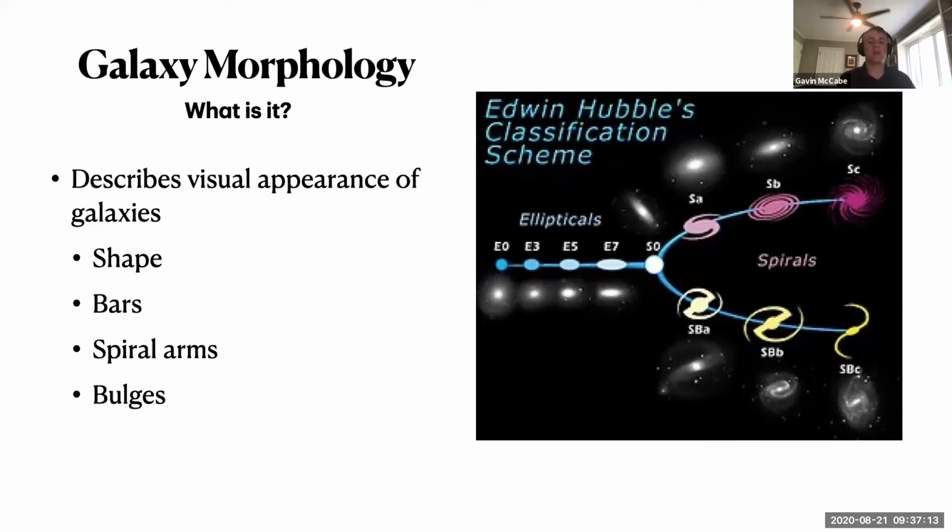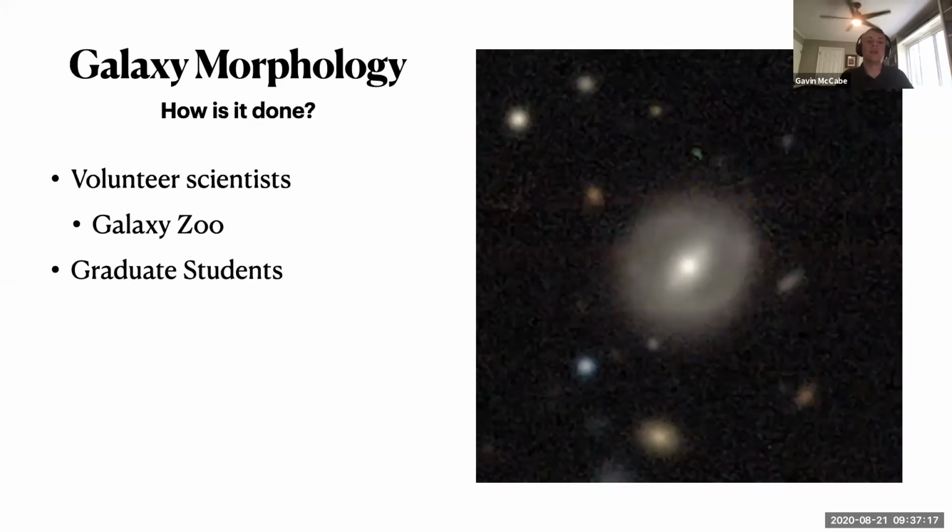But we need to actually see how it's done. How do we actually classify galaxies? Well, right now, the way that we do it is with volunteer scientists through programs like Galaxy Zoo. Galaxy Zoo allows citizens to come online and look at galaxies and say, hey, this looks like an elliptical galaxy, which is great, but presents a few issues that we'll talk about in just a moment. Grad students also commonly classify galaxies, although it's not nearly on the scale of Galaxy Zoo. So we'll also talk about that.